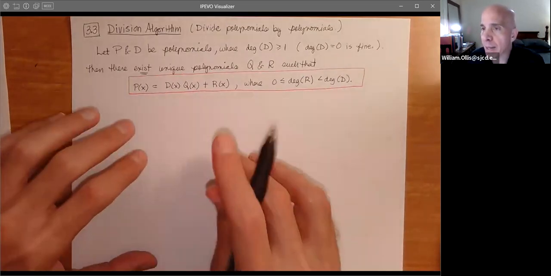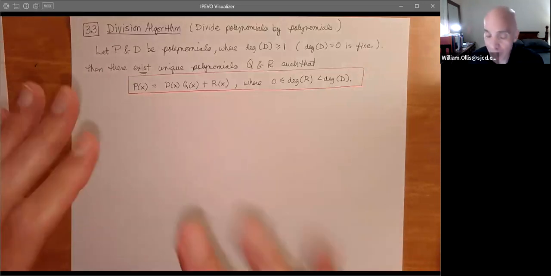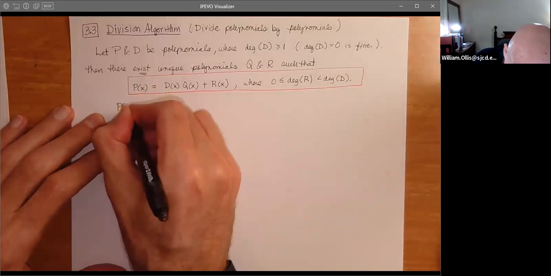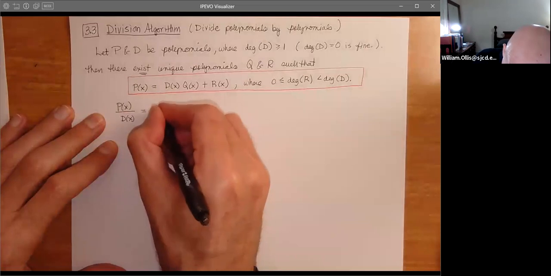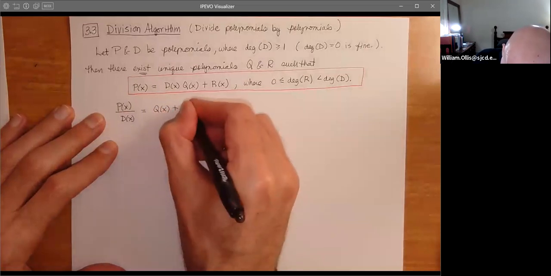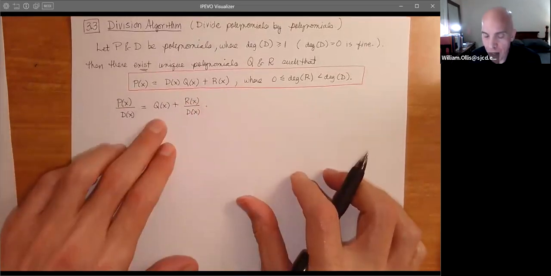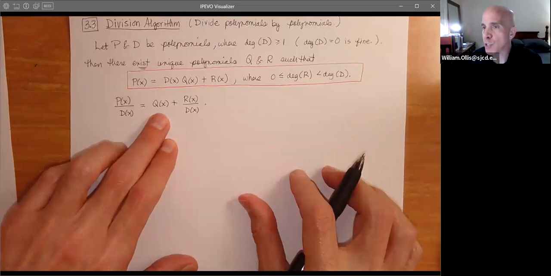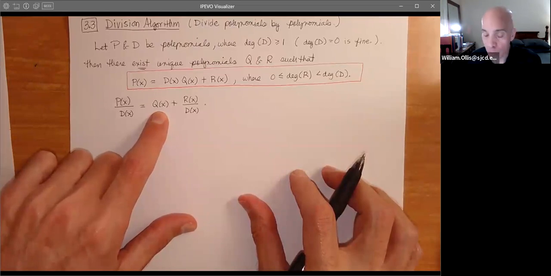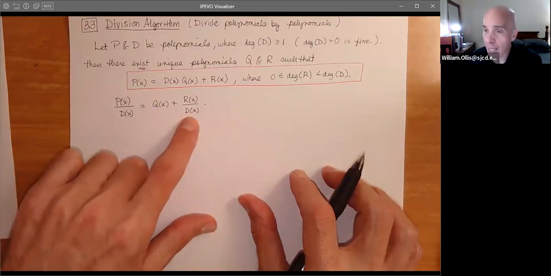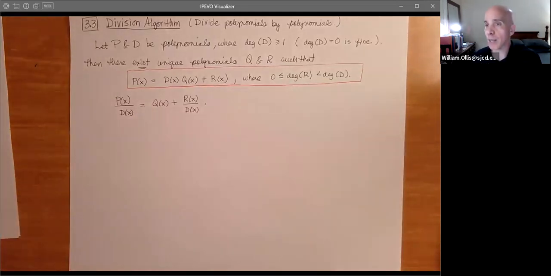One thing that you've already seen in college algebra is that another form of writing this looks like this. P of X, if you divide everything by D of X, leaves the quotient plus R of X divided by D of X. Sometimes this form is useful, especially with rational functions and slant asymptotes. For instance, this turns out to be a linear function and this is the fraction, or that'll be a constant and you get a horizontal asymptote.